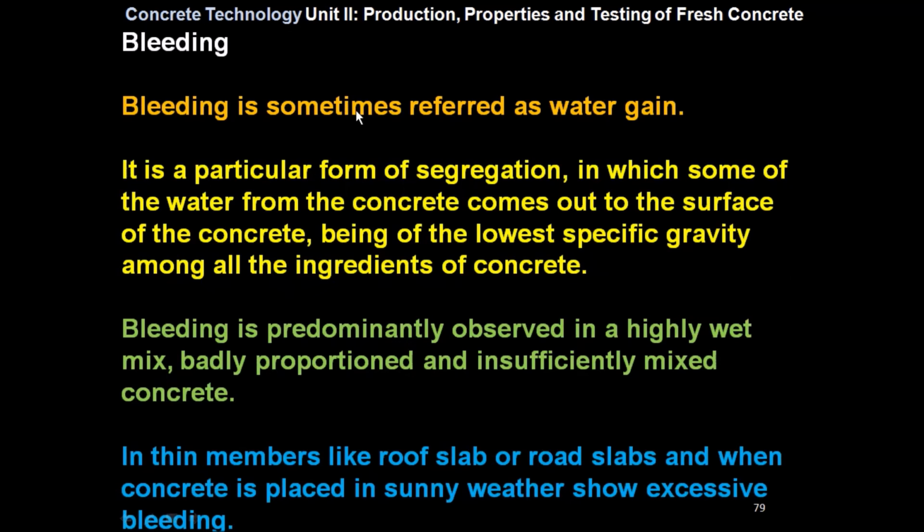Bleeding is sometimes referred to as water gain. It is a particular form of segregation in which some of the water from the concrete comes out to the surface of the concrete, being of the lowest specific gravity among all the ingredients of the concrete. Bleeding is predominantly observed in a highly wet mix, badly proportioned and insufficiently mixed concrete. Thin members like roof slabs or road slabs, and concrete placed in sunny weather, show excessive bleeding.